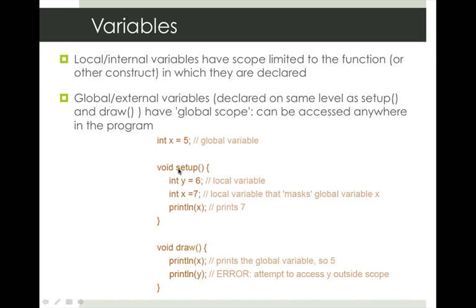So here you can see that we have a setup function. We are declaring a local variable, y equal to 6, and now we change our global variable value to 7, and when we print it out, the value of x is 7. But once we step out of the setup and go to draw and execute the line println x, the value of x will reflect the global value, not the value set here, because this is what we mean by a local variable. The scope of this variable is defined to this function only.